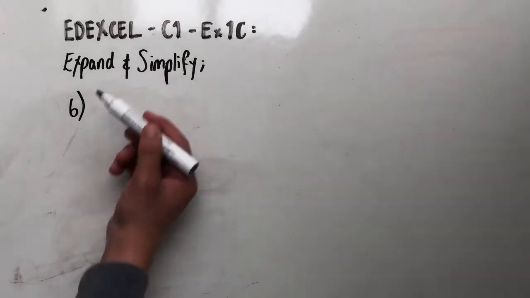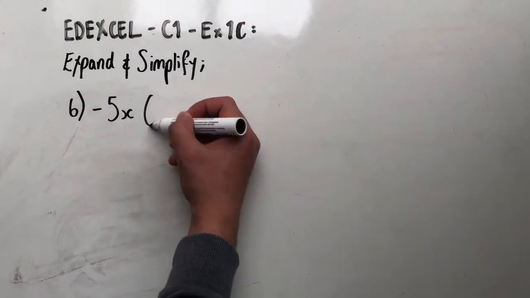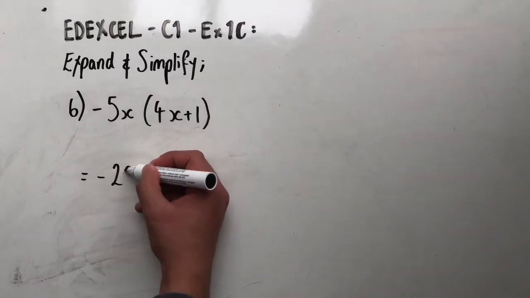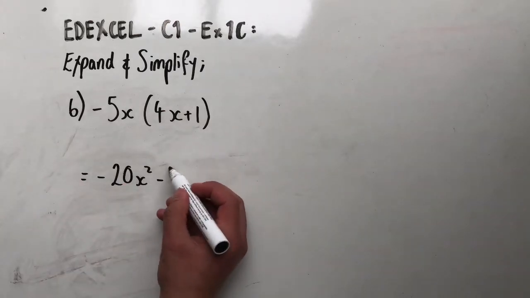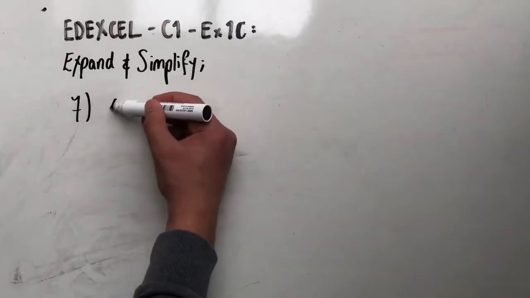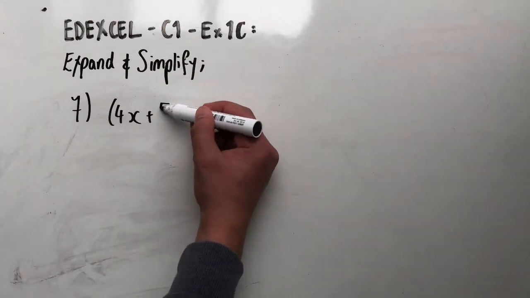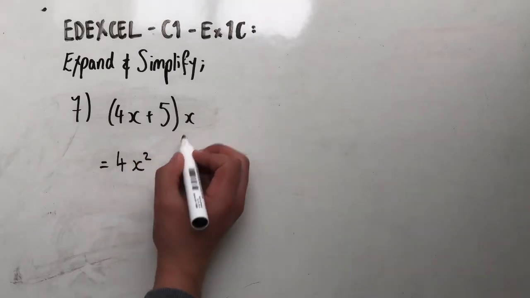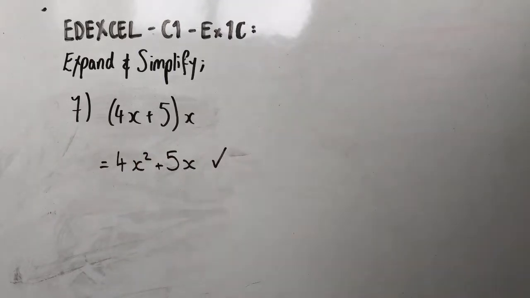Question 6 is negative 5x open brackets 4x plus 1. Minus 5x times 4 is minus 20x squared. Minus 5x times 1 is just minus 5x. Question 7 is open brackets 4x plus 5, close brackets, times by x. Same principle, just flipped around. 4x times x is 4x squared, 5 times x is 5x.